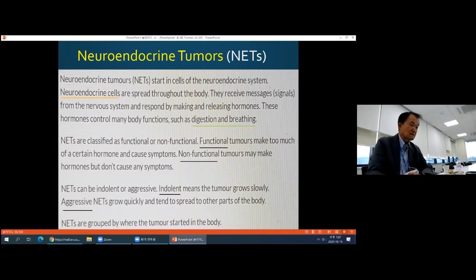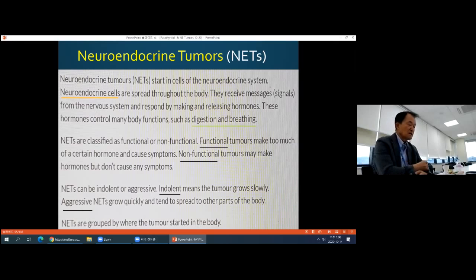Neuroendocrine tumor receives signals from the nervous system and makes certain hormones. Those hormones control our bodies, particularly digestion and breathing. There are functional tumors which make a significant amount of hormone and cause symptoms, but there are non-functioning tumors that cannot make any clinical symptoms.